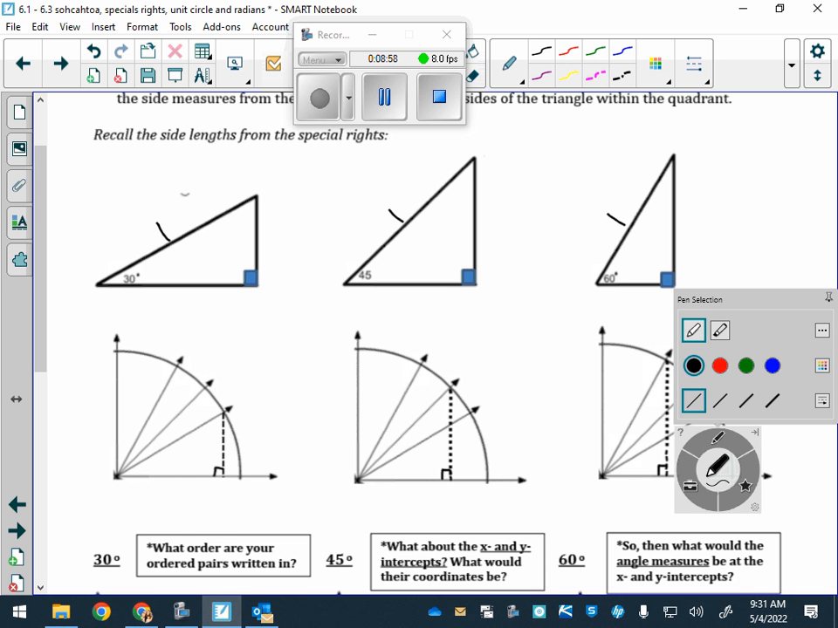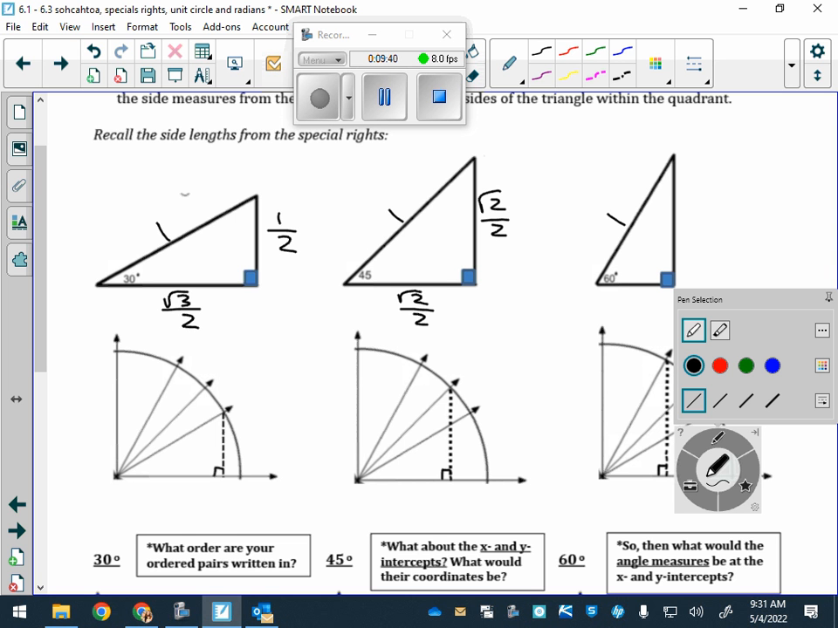Okay? So for 45, 45, 90, our two side lengths were what? You can look back. What was our two side lengths? What did we just find? √2/2. Both side lengths were √2/2. Okay? Now, for 30 degrees, what was opposite 30 degrees? What was that measurement? 1/2. Okay. What was across from 60?